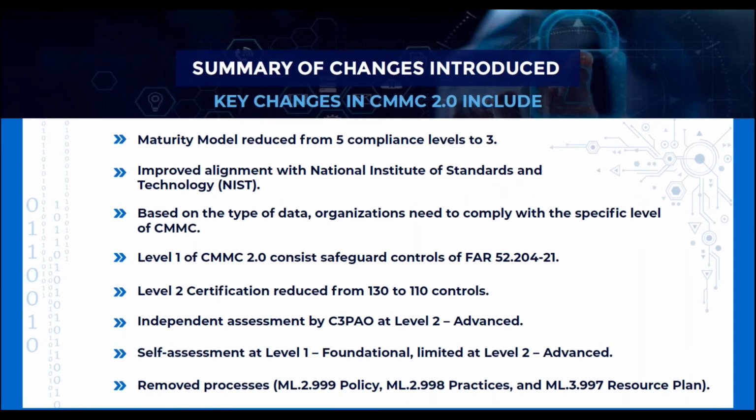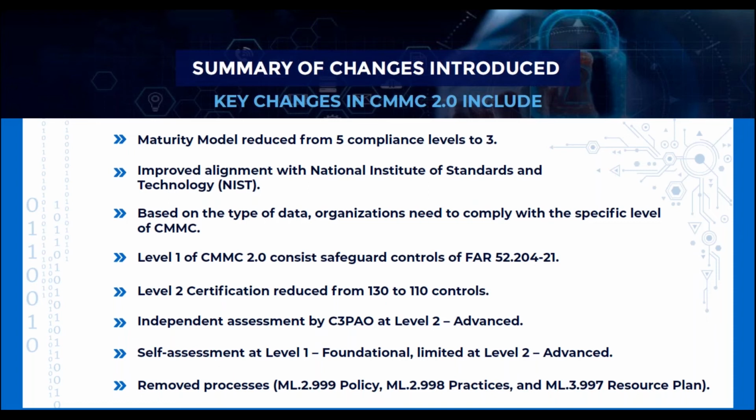Compliance levels are reduced from 5 to 3. It is now aligned with NIST guidelines. It is based on the type of data, and the organization needs to comply with the specific level of CMMC. Now, level 1 of CMMC 2.0 is also in sync with the safeguard controls of the FAR. FAR is the Federal Acquisition Regulation, right?